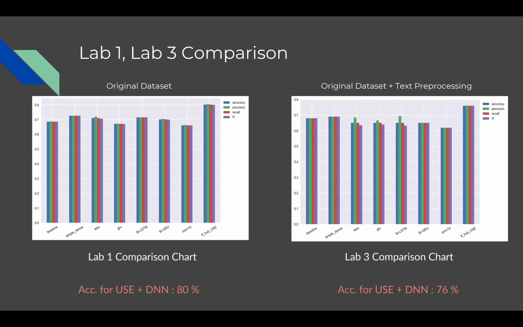Let's compare Lab 1 and Lab 3, as they differ only in whether or not they perform text preprocessing. The red text below indicates the accuracy of the best performing model, which are 80% and 76% respectively. It can also be observed that performing text preprocessing seems to have increased the precision of the LSTM-based network.